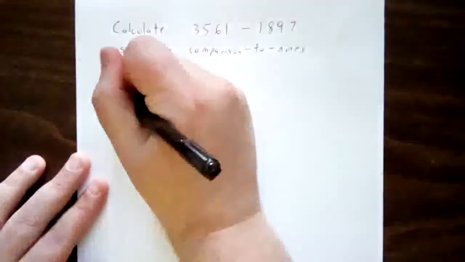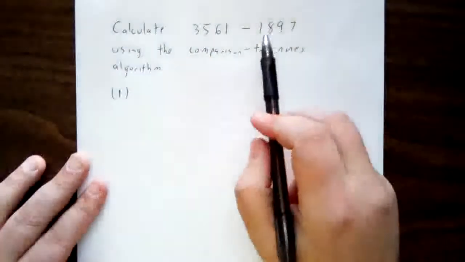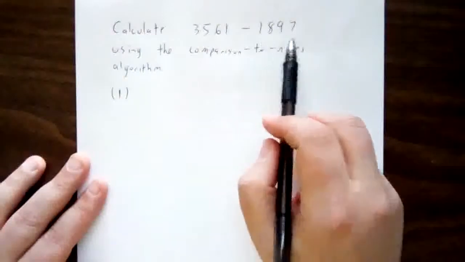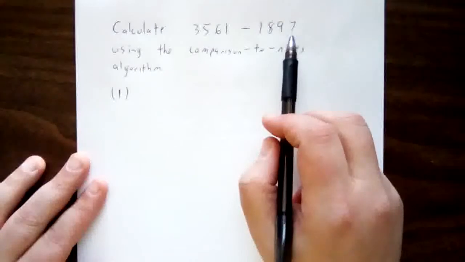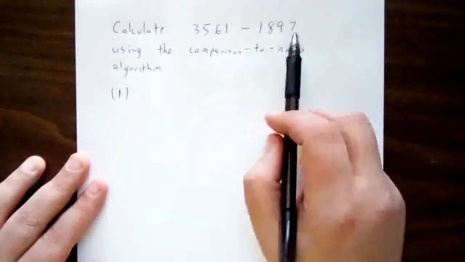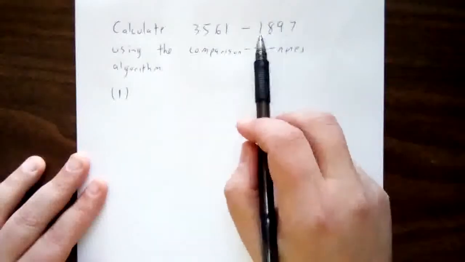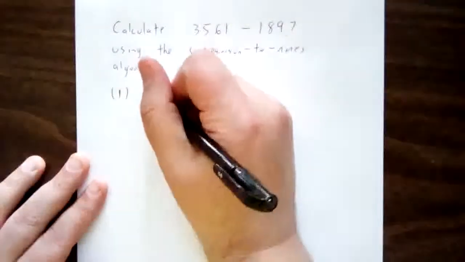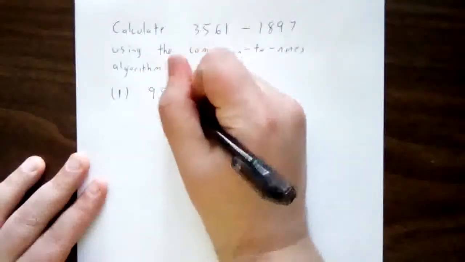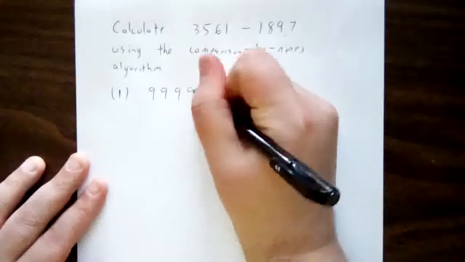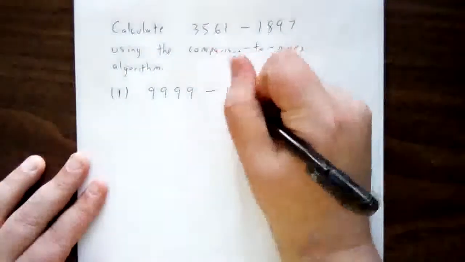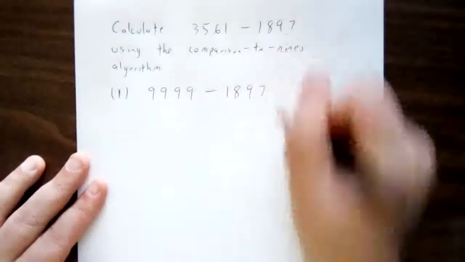The first calculation is for us to take a number that has as many digits as our subtrahend, as the amount that we're removing, and create a number that's all nines with the exact same digits. So we will be subtracting something that has ones, tens, hundreds, and thousands, so the all nines number will have 9 thousands, 9 hundreds, 9 tens, and 9 ones. And that's what we're going to subtract 1897 from.